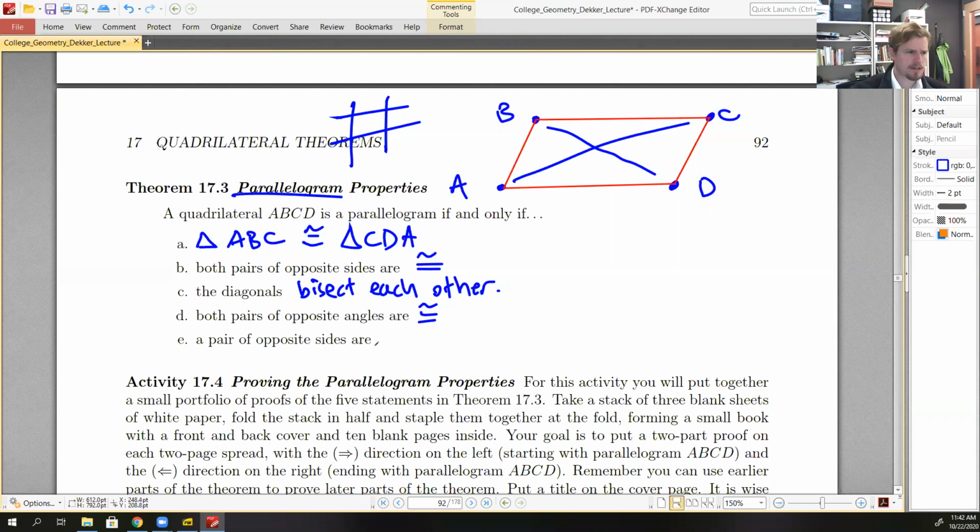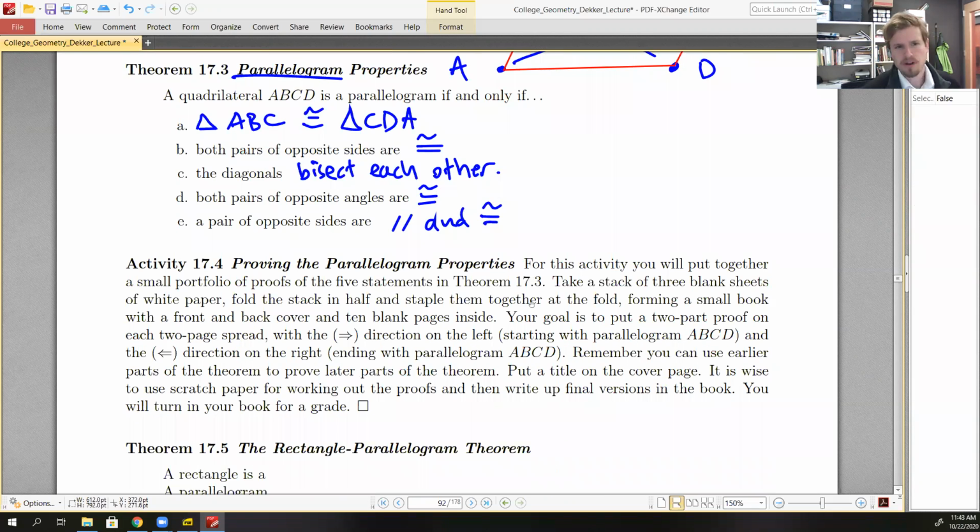And then the last would be a pair of opposite sides are parallel, but that's certainly not enough because a trapezoid satisfies that. We also need it to be congruent. So a pair of opposite sides are parallel and congruent. That is sufficient to give us a parallelogram as well. Excellent.